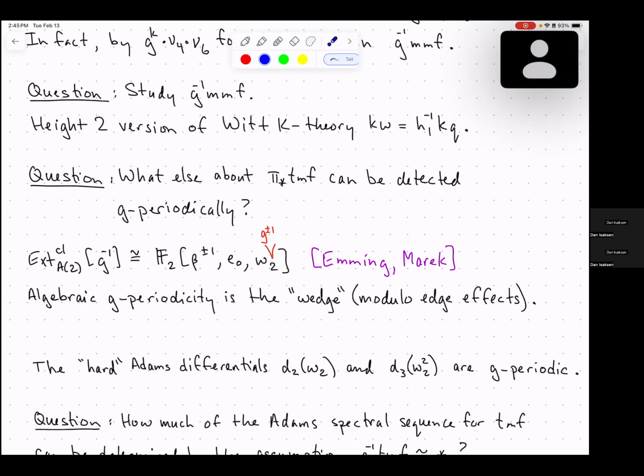I mean, I can't define it because I can't construct MMF over an arbitrary field. But I mean, it can be done. I'm confident that it can be done. I just don't know how. We don't have it.